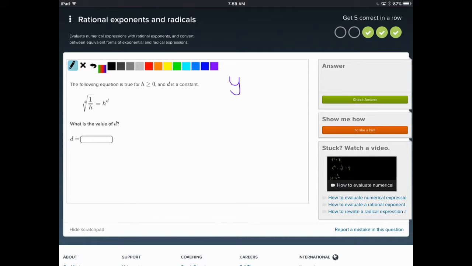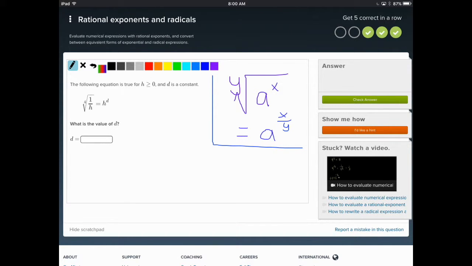The first thing I'd like you to remember is if we have the yth root, so whatever order of root it is, that y would be a square root, cube root, anything like that, of a to the power of x, that's going to be equal to a to the x over y. So this fractional exponents rule that we discussed in previous skills comes into play here.